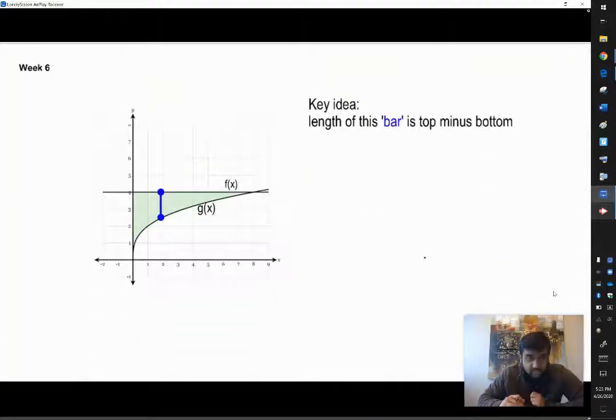Both of these methods require you to recognize that the length of something like this is found by top boundary minus bottom boundary. How that length gets used will vary depending on the kind of volume and the kind of shape we're using. But in general, a two-dimensional length like this is going to be top minus bottom, which you'll then manipulate as needed to come up with your appropriate volumes.